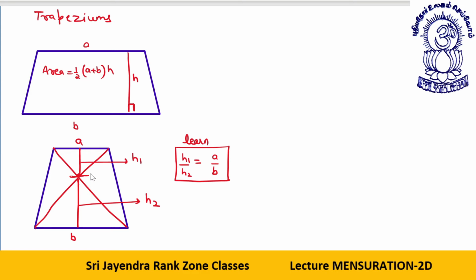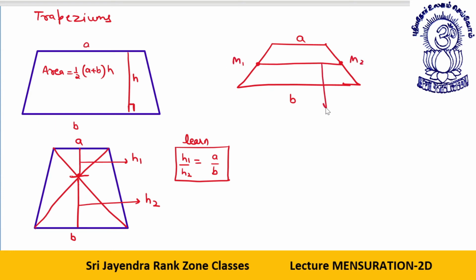Now let's come to a very important part. You have a simple trapezium like this. This side is A, this side is B. These are the midpoints. When these are the midpoints, this is M1, this is M2. What will be the length of this side? This side will be A plus B by 2. I want you to learn this result also.